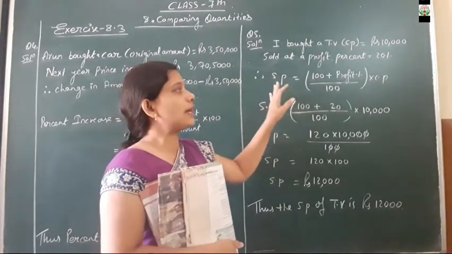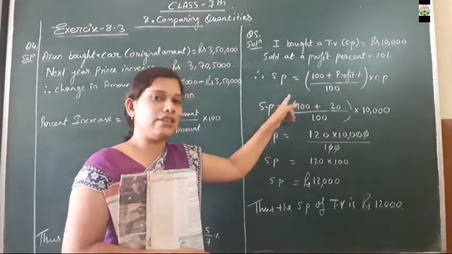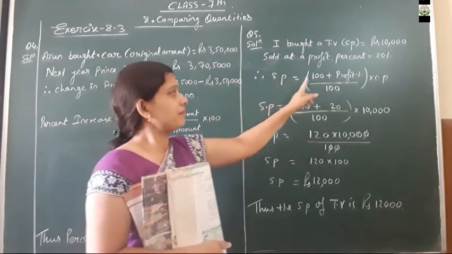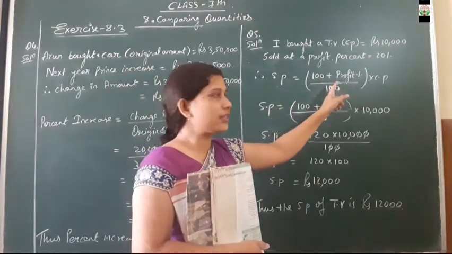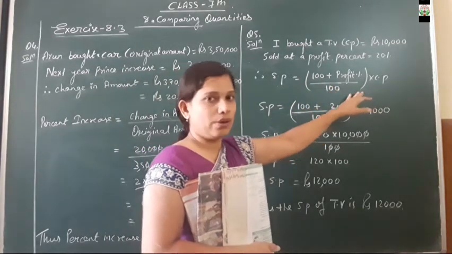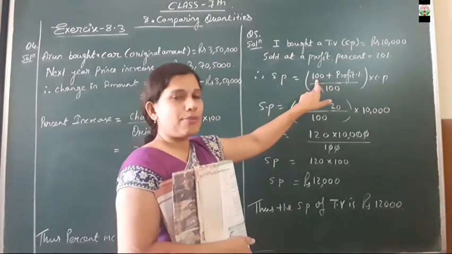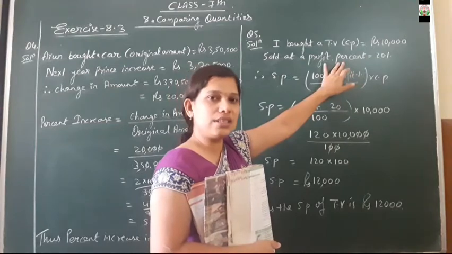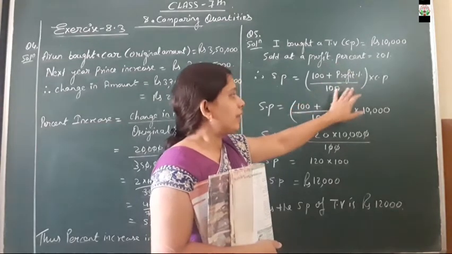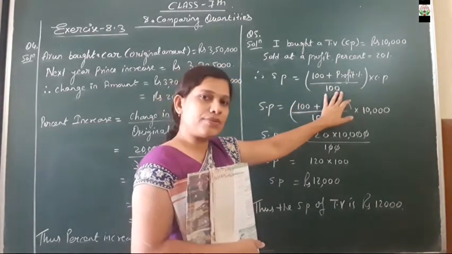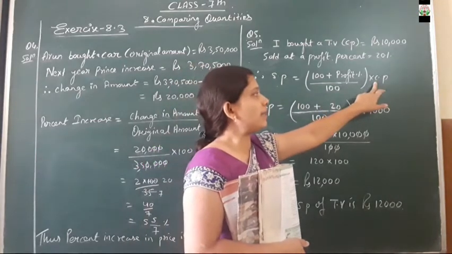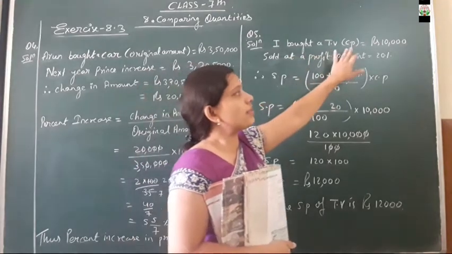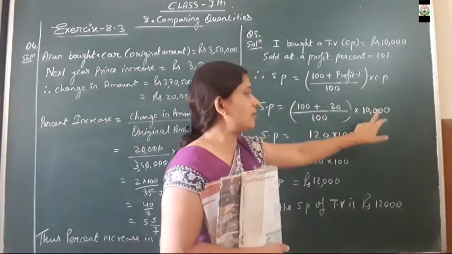So the selling price formula is, when the profit is given in the question and we have to find the selling price, (100 plus profit percent) upon 100 into CP. Here 100 comes from the formula itself, plus the profit percent given in the question. How much is it given? It is given as 20%. Upon 100, 100 again comes from the formula, whole multiplied by CP, the cost price of the TV, isn't it? So what is the cost price of the TV? That is also given in the question, that is 10,000.